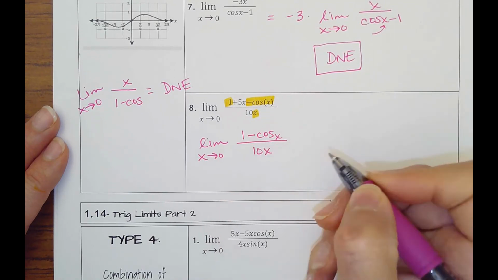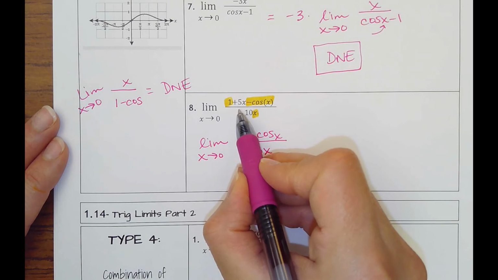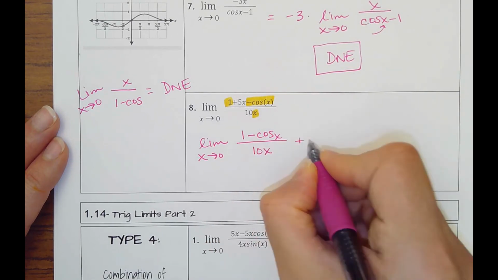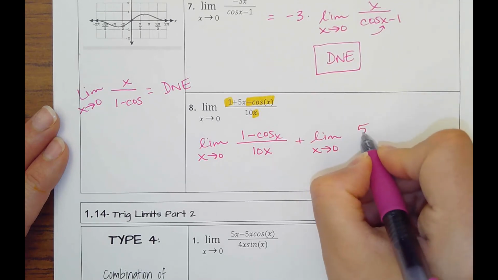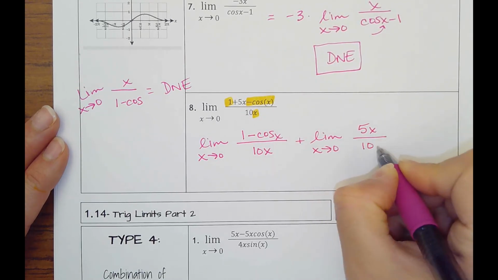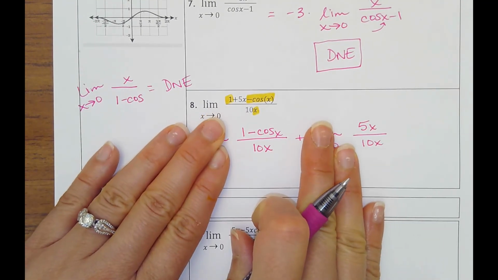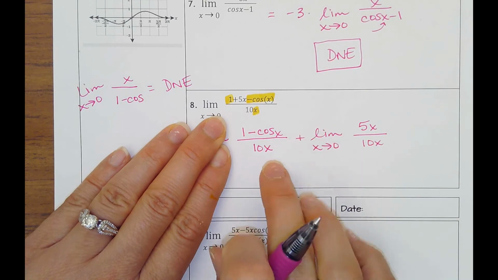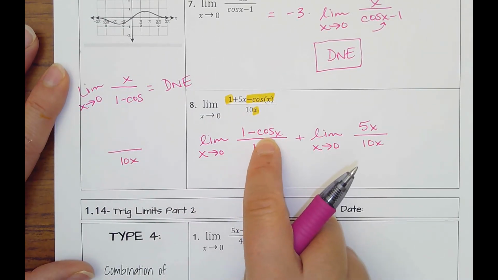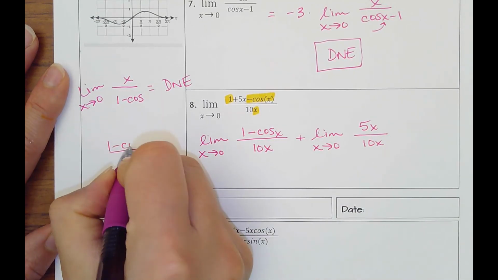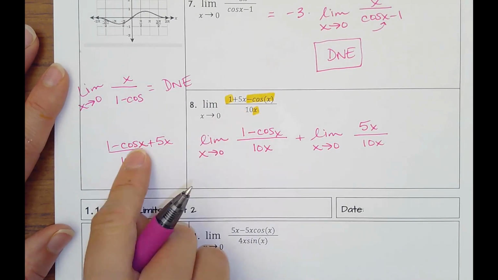10x still. We're going to keep this common denominator, and so we need to make another term that would be plus the 5x. So let's put plus the limit as x approaches 0 of 5x over 10x. Okay, and if you're totally confused on that, think back to adding fractions. Ignore the limit stuff. If I were to put these fractions together, I would keep the common denominator of 10x, and then I would have 1 minus cosine of x plus 5x. So different order than what it originally appeared as, but same thing.